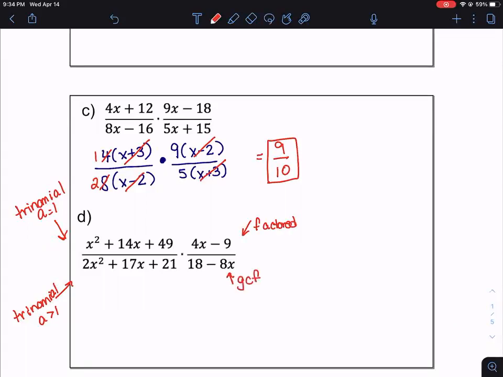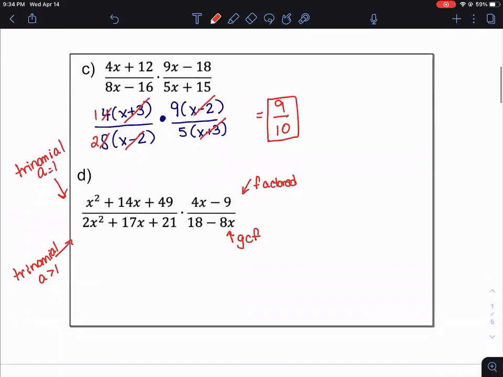So what I've done is I've labeled each type of factoring that you guys would use. So for the first numerator, you have a trinomial where a is 1. So you're looking for factors of 49 that give you 14. In the denominator, you have a trinomial where a is more than 1. So we step to the side and use the AC method.